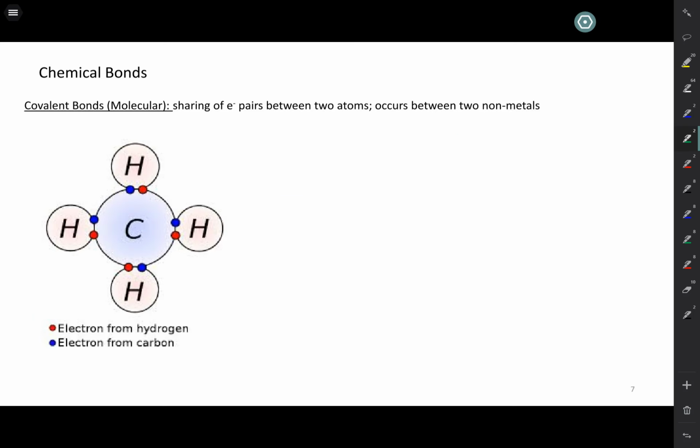Covalent bonds are where there's sharing of electron pairs between atoms. So this occurs between two nonmetals, and when they're sharing, there's 2 electrons per bond. And this is because there's 2 electrons per orbital, as we saw in the last video. So this is an example here. This is methane.